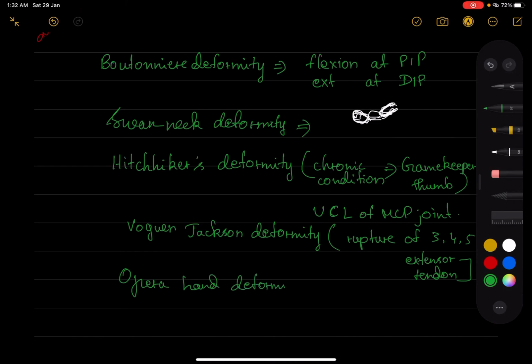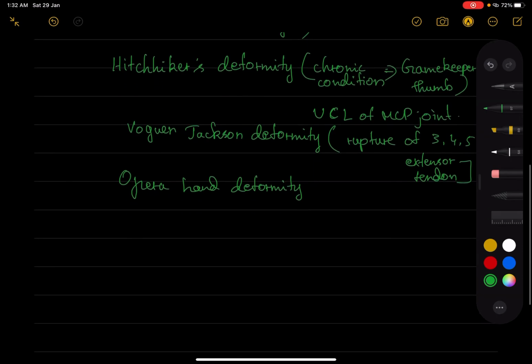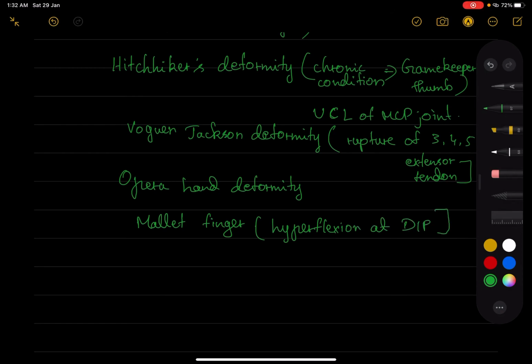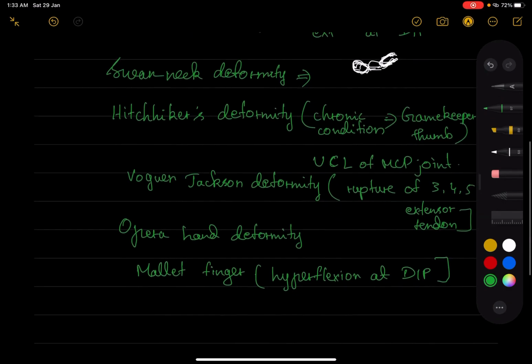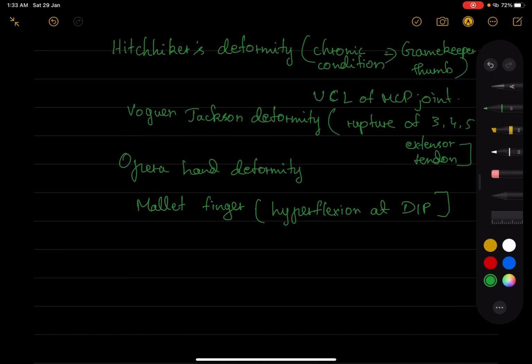That means there is shortening of the fingers. And one major deformity which we observe is mallet finger. As we said, DIPs are not much involved in rheumatoid arthritis, but in mallet finger there will be hyperflexion at DIP. So these are the true deformities. There will be 6 true deformities and 3 false deformities.